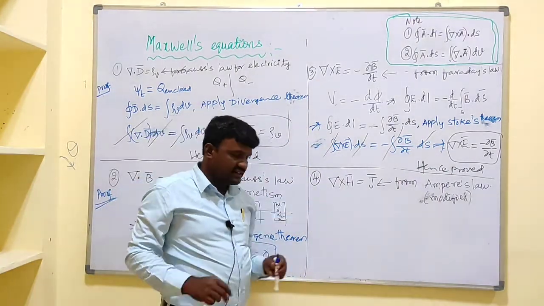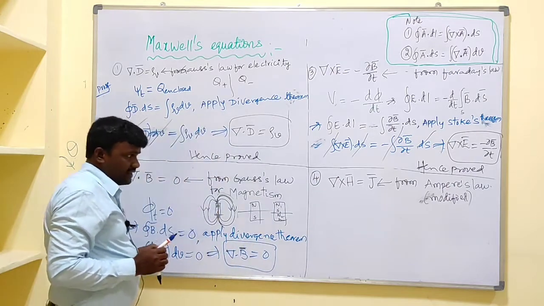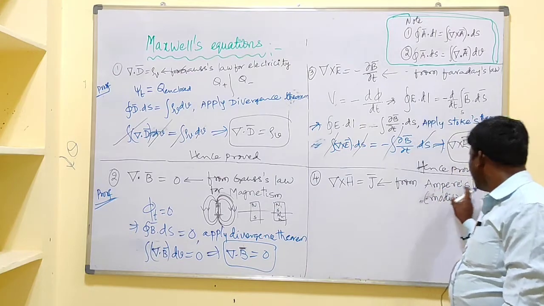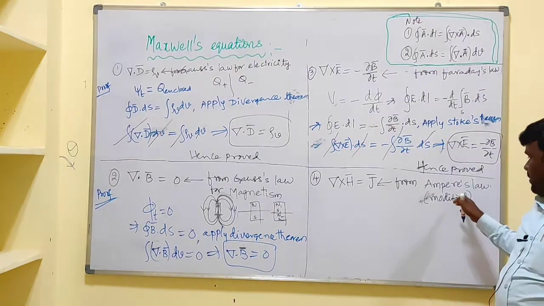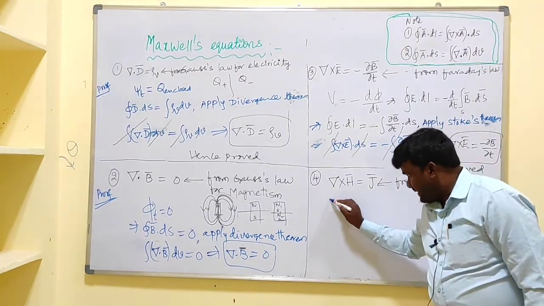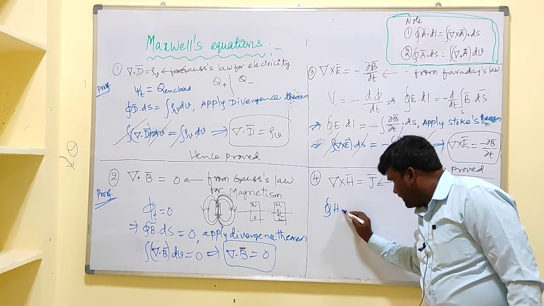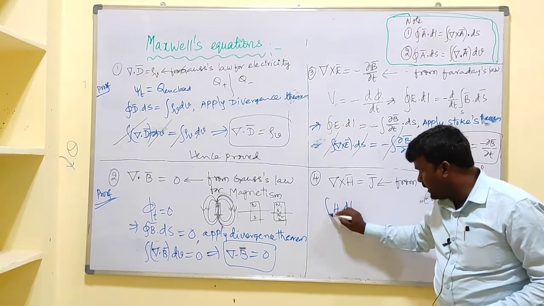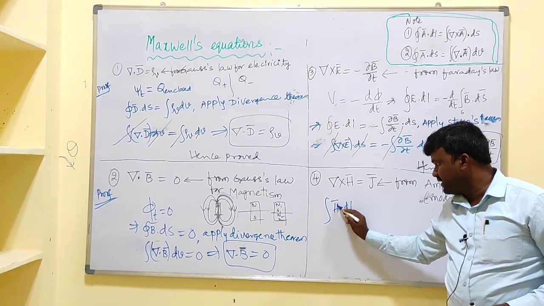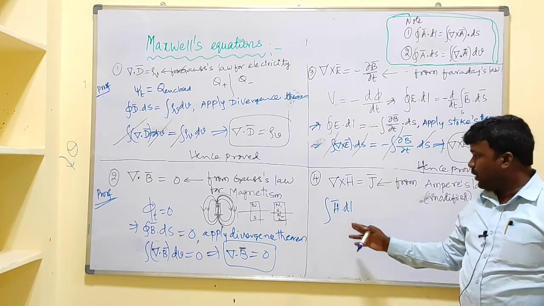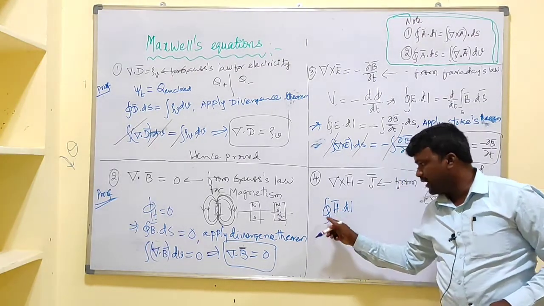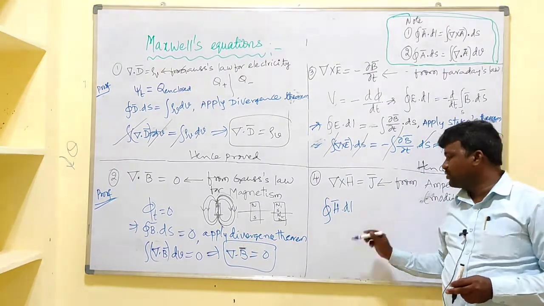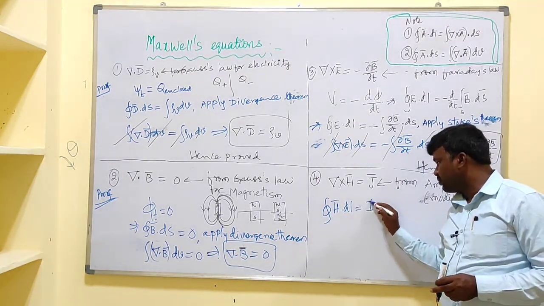And last one, that is nothing but what? Del cross H equal to J. So it is derived from Ampere's law. What is Ampere's law? Ampere's law states that the line integral of magnetic field intensity, magnetic field intensity is represented by what? H around a closed path. Means what? I need to take closed line integral. The line integral of magnetic field intensity around a closed path is equal to what? Current enclosed by that path.